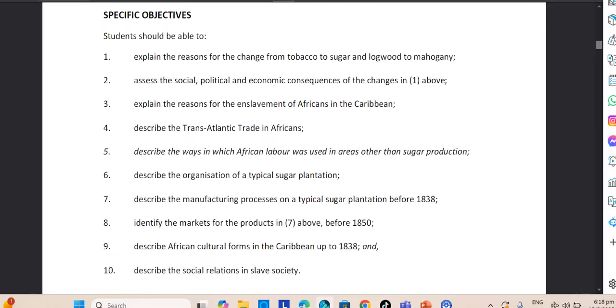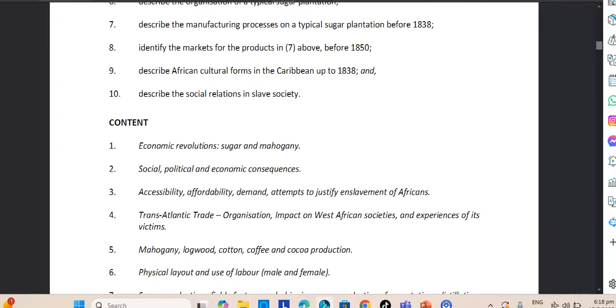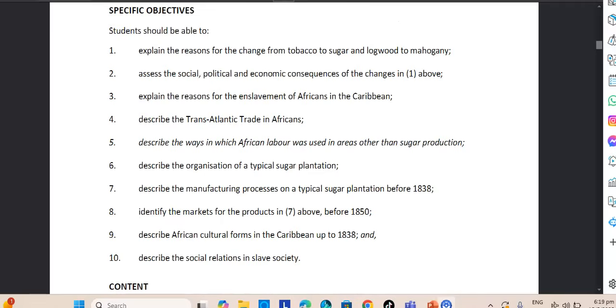Number two, assess the social, political, and economic consequences of the changes. So, as a result of the change from tobacco to sugar and from logwood to mahogany, what were some of the social, political, and economic consequences of those changes? And we are going to look at that now.